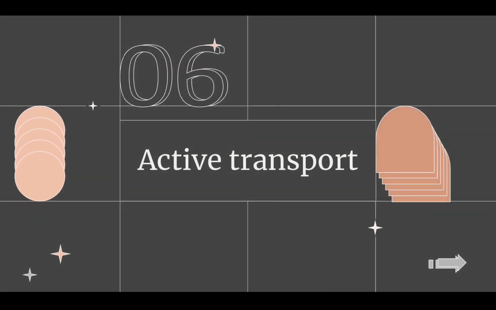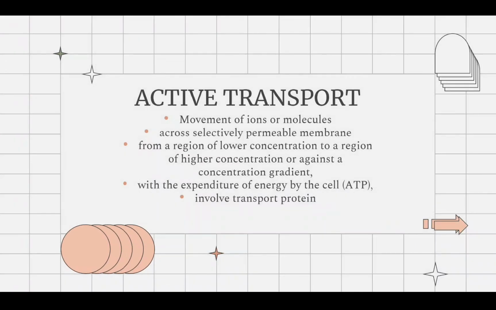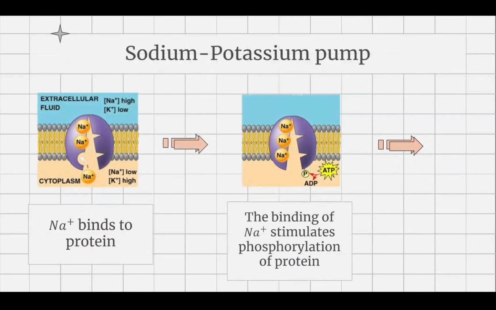Next, active transport is a movement of ions or molecules across selectively permeable membrane against a concentration gradient. It is with the help of energy, and it involves transport protein. We will learn about sodium-potassium pump.